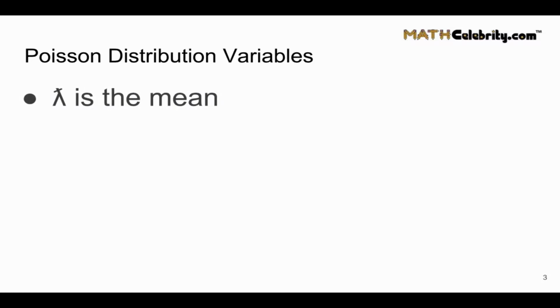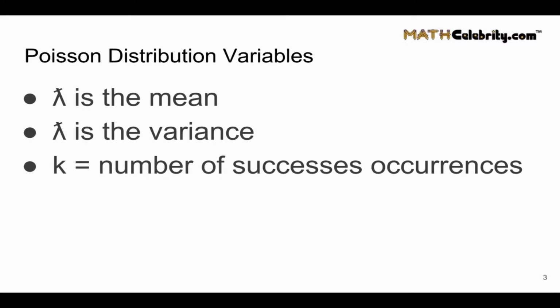Let's look at the variables of Poisson distribution. That little symbol you're looking at is called lambda, and lambda is the mean. And what's nice is lambda is also the variance in the Poisson distribution. K is the number of successes, or occurrences. So in these problems, they'll say, hey, exactly 2 successes occur or at least 1. That is how you know you're dealing with K.